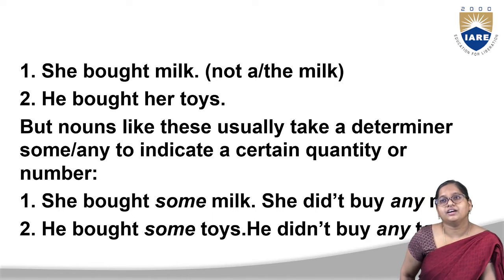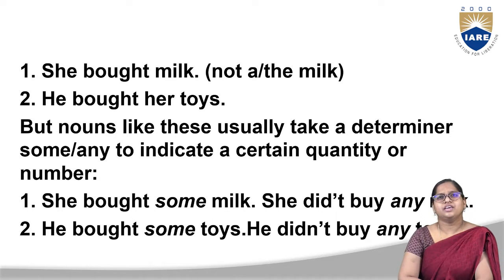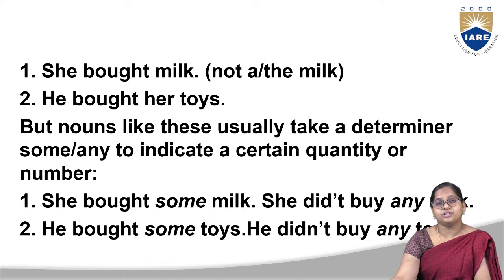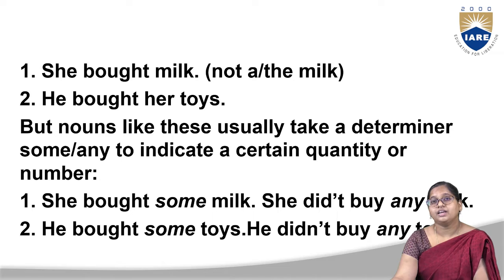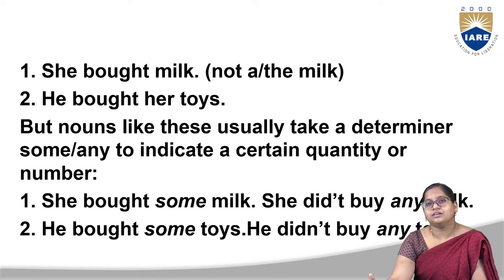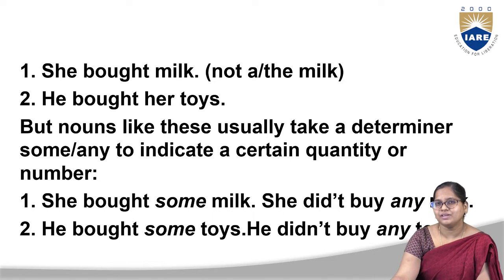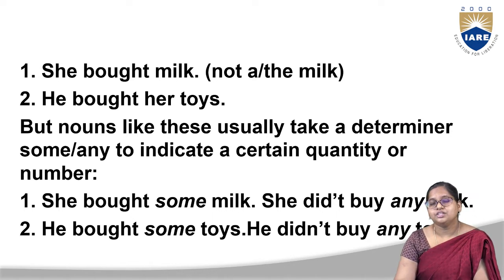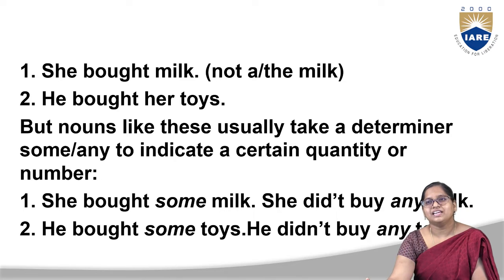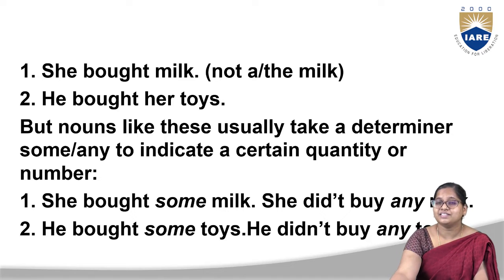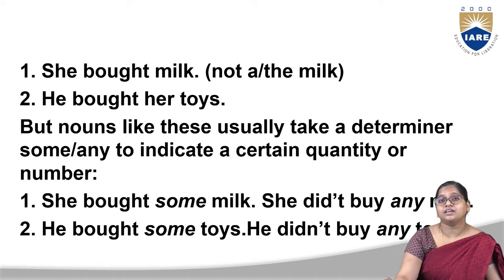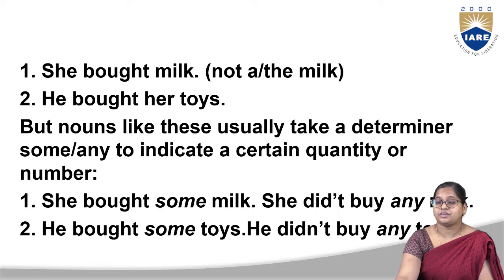These usually take a determiner. Determiners indicate some quantity, like some or any. She bought some milk. She didn't buy any milk. He bought some toys. He didn't buy any toys. So you can use these determiners to indicate a certain quantity, but you don't use the indefinite or definite article. And you can use the definite article when you are very particular and specifying.